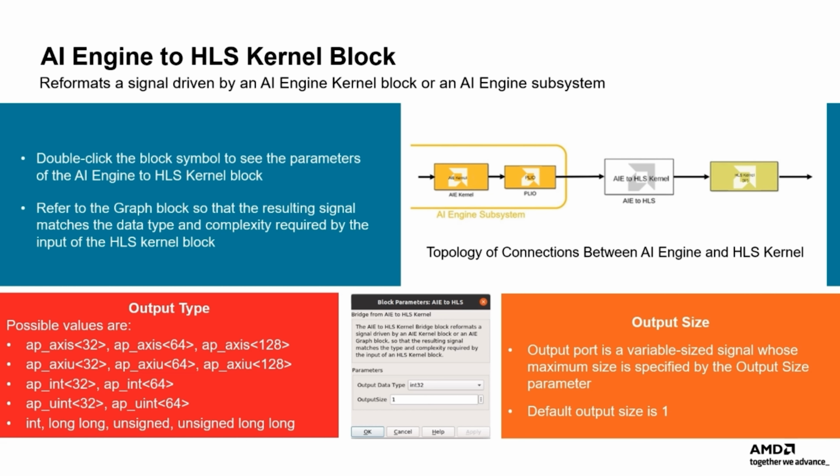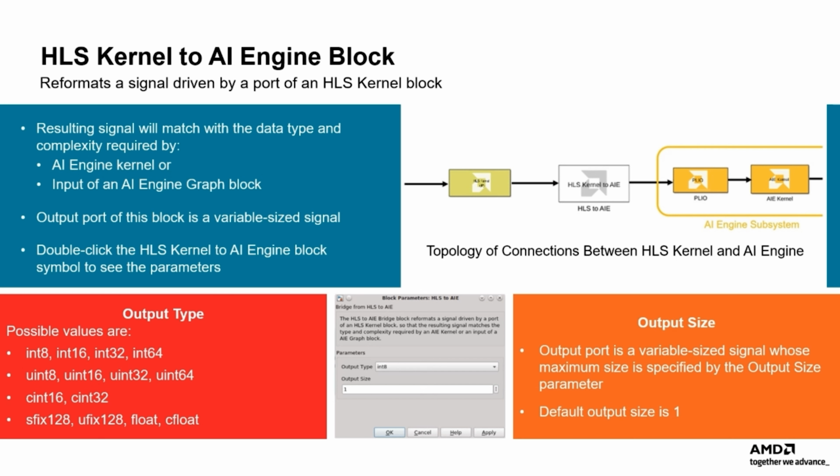Now let's look at HLS kernels to AIE. The HLS kernel to AIE block reformats a signal driven by a port of an HLS kernel block so that the resulting signal matches the data type and complexity required by an AI engine kernel or an input of an AI engine graph block. For example, if the data type of the port of the HLS kernel block is AXI-U128 and the data type of the port of the AI engine is UN32, the HLS kernel to AIE block reformats the input samples by unpacking each AXI-U128 sample into 4 unsigned int32 samples.